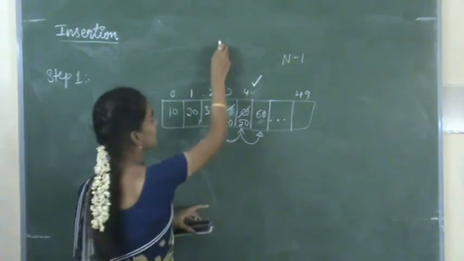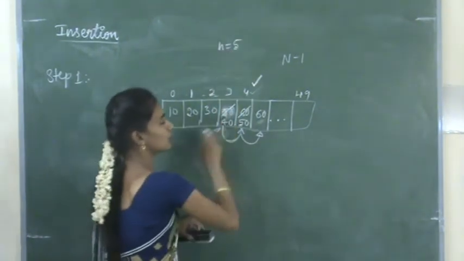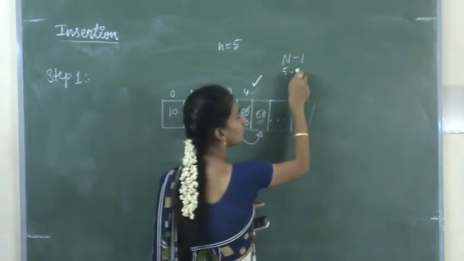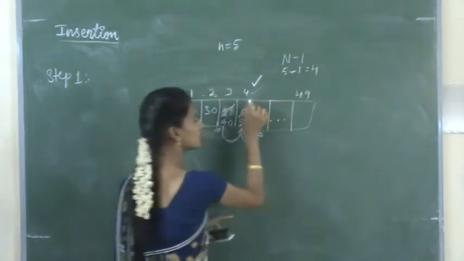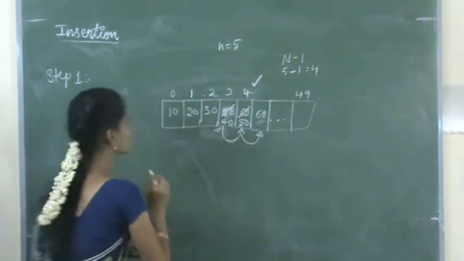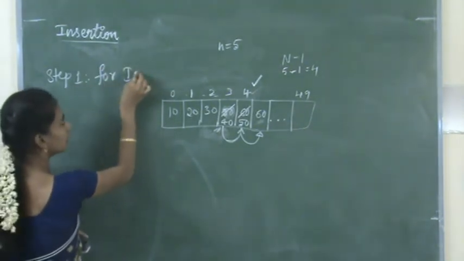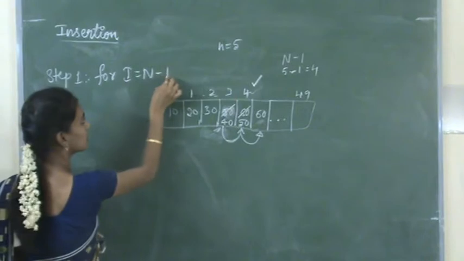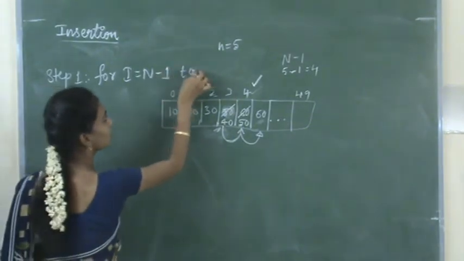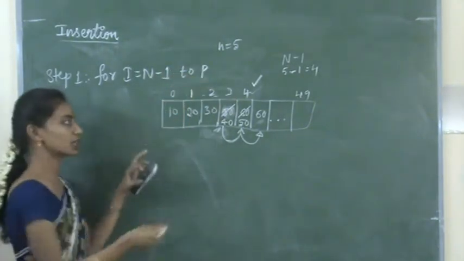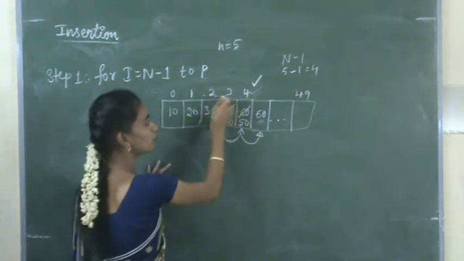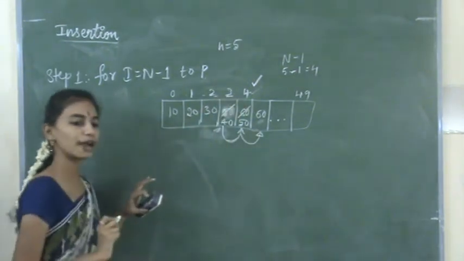Suppose n is 5 in this array. So what is 5 minus 1? That is 4. So that is the last index, right? So I will declare for I equals n minus 1 to P. P means position. So we will travel up to that position where we have to insert.